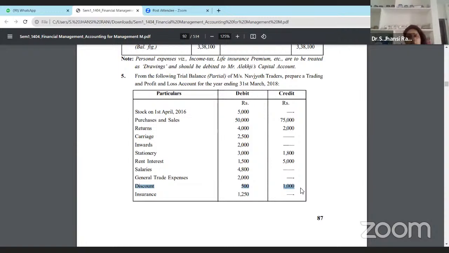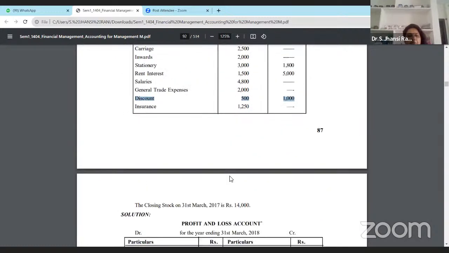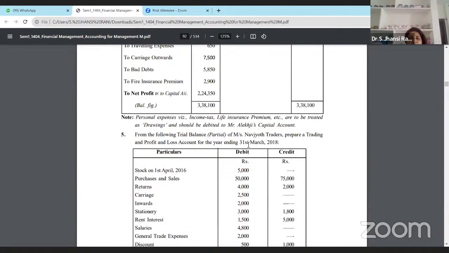Then how to take these? Whenever it is given in the debit column, it means it is an expenditure to us, and discount is an indirect expense or income. So debit means expenditure, credit means it's an income to us. Next we have insurance, it's an indirect expenditure. And they have given, if you look here, closing stock on 31st March 2017 is 14,000. So I think here it is 31st March 2017, not 18. Is the given wrong? It is 31st March 2017.